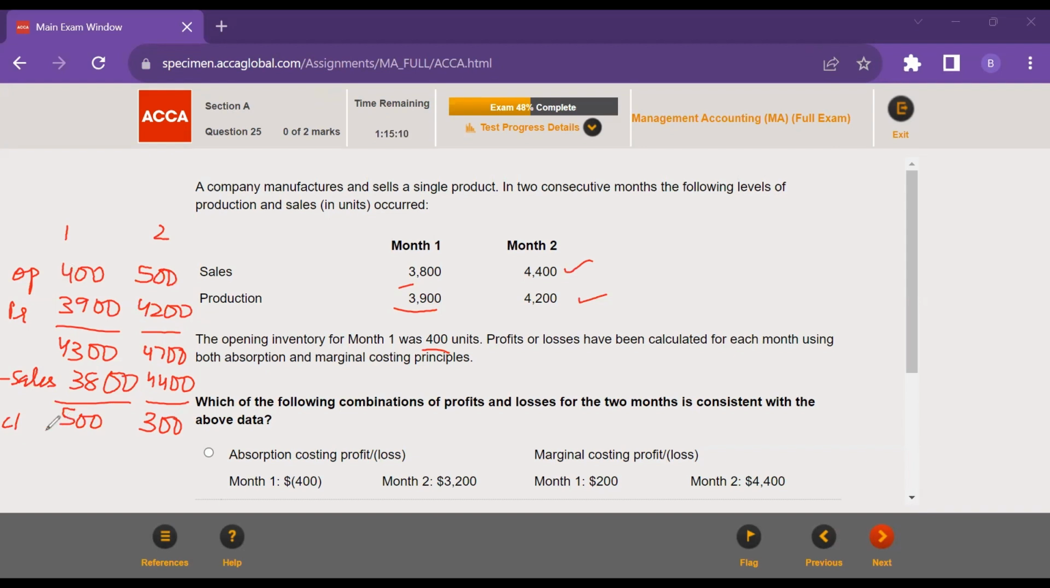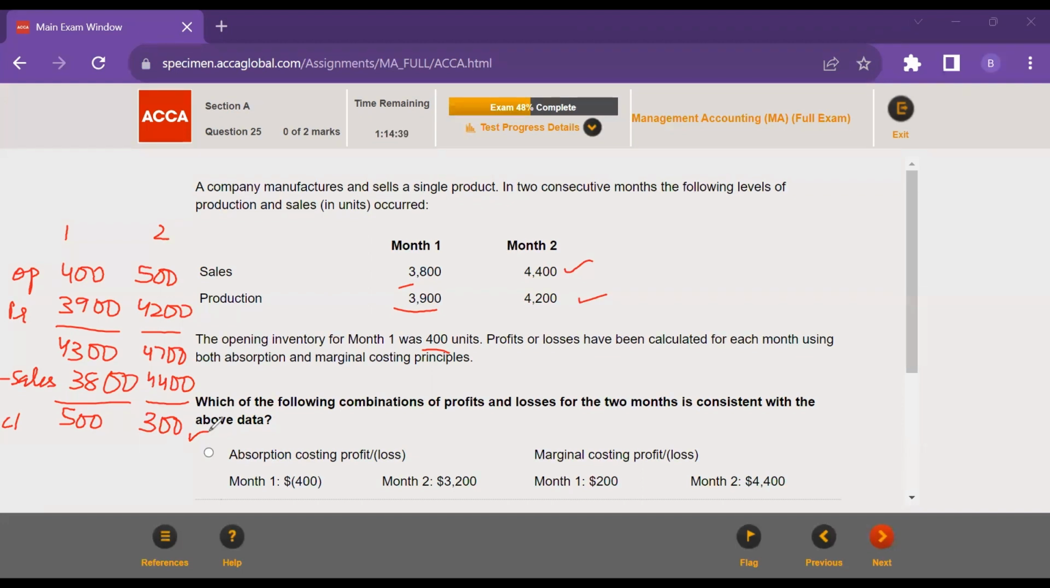So what we are supposed to notice is that in month 1, our closing inventory is higher than our opening inventory. We have a closing of 500, whereas our opening is 400, right? So in month 1, we do have a higher closing inventory. So basically, our absorption costing profit will be higher than our marginal costing profit. And then in month 2, your closing inventory is lesser than your opening inventory. So that is why the marginal costing profit will be higher than your absorption costing profit.